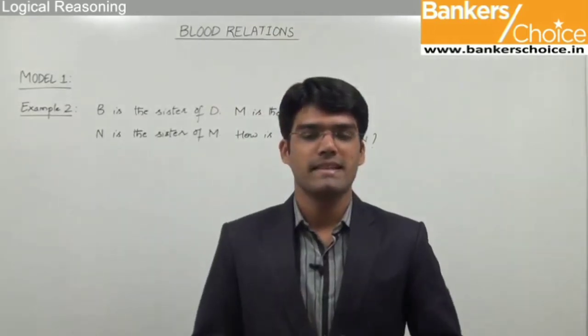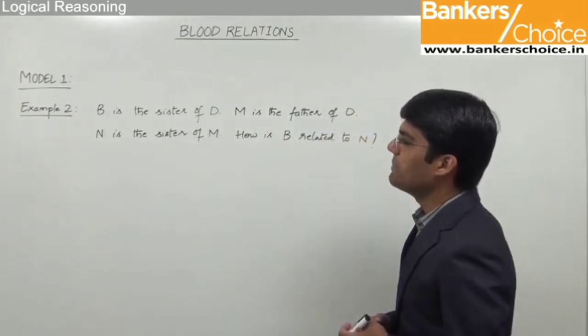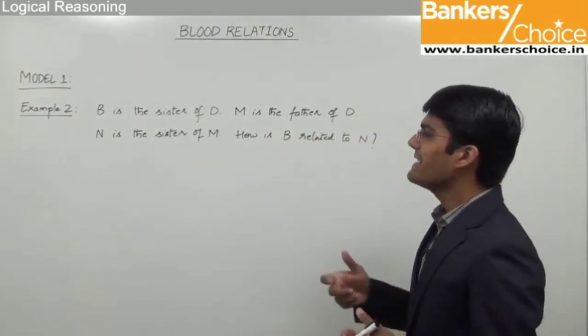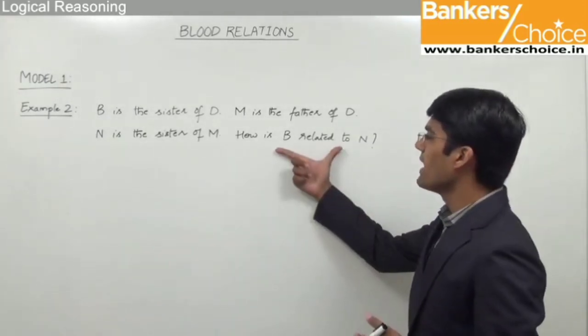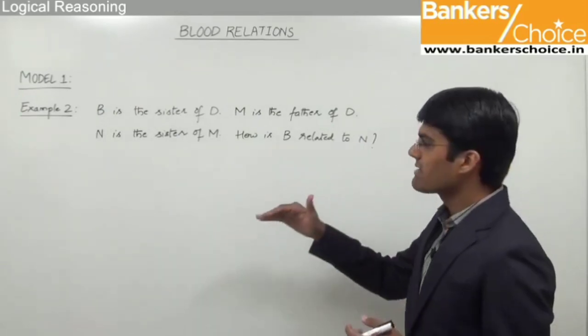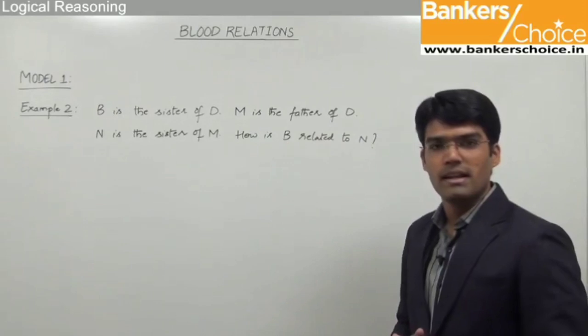Let's now look at the second example from the model 1 that we have just discussed. The question here is: B is the sister of D, M is the father of D, N is the sister of M. And from this given information, we are supposed to find out how is B related to N. So as already discussed, let us try to construct the family tree and establish the relationship between B and N.